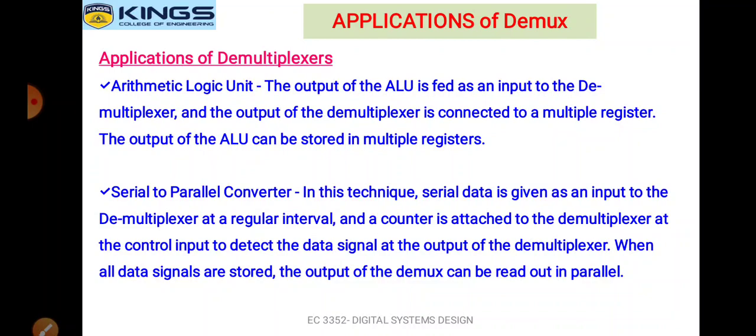In this video, we have covered the topic multiplexer and demultiplexer. The other name for multiplexer is what? Data selector. The other name for demultiplexer is data distributor. In a multiplexer, 2 power n inputs and only one output are there, so it is said to be many to 1. But a demultiplexer is 1 to many: one input and 2 power n outputs are there.